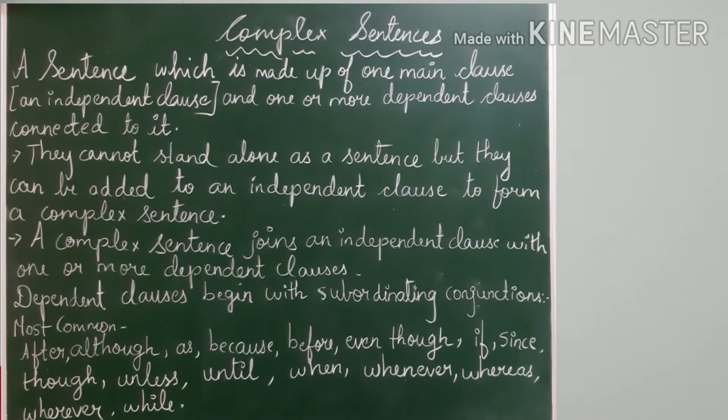Dependent clauses in the complex sentence cannot stand alone. They need to be joined to independent clauses in a sentence. To join the dependent as well as independent clauses, some conjunctions are used. Examples for those conjunctions, most common ones: after, although, as, because, before, even though, if, since, though, unless, until, when, whenever, whereas, wherever, while. So these are the conjunctions which are used to join the dependent clauses with the independent clauses.